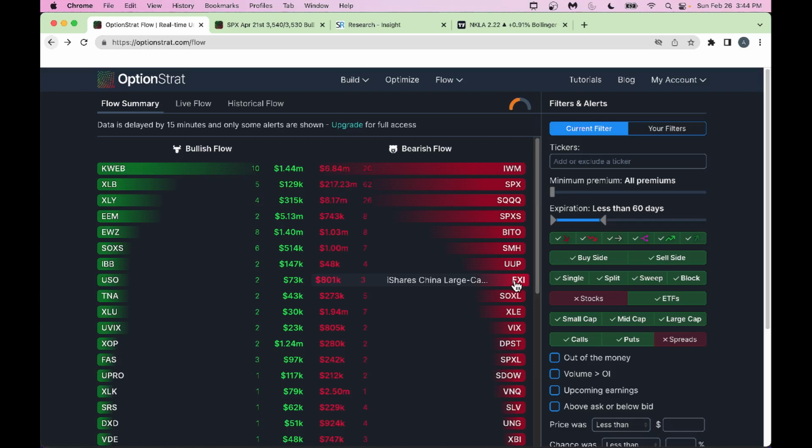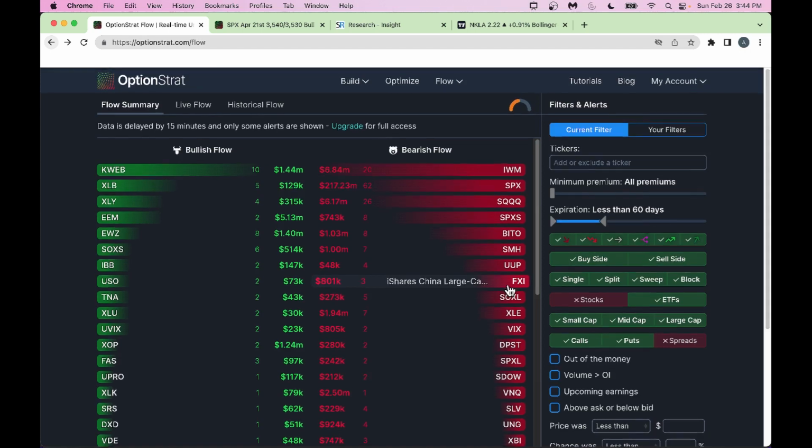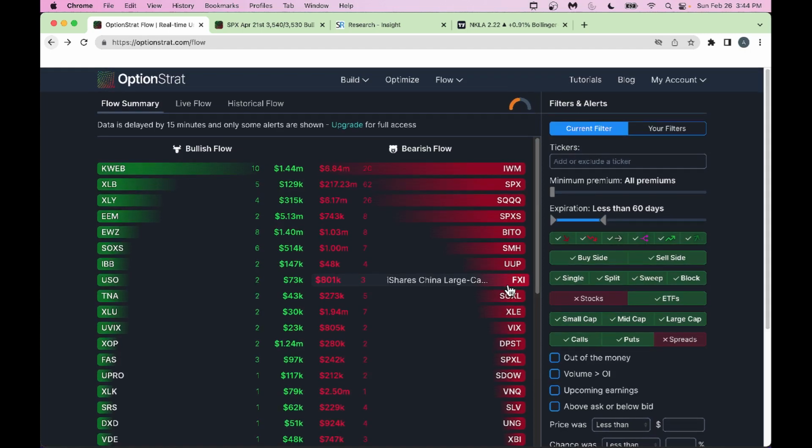Even FXI. Look, China is slightly bearish, you could sell some put spread and make some great money. So this is about ETFs, and you could look at other ETFs, and I would typically start here. This is where you could make some great money by looking at this.